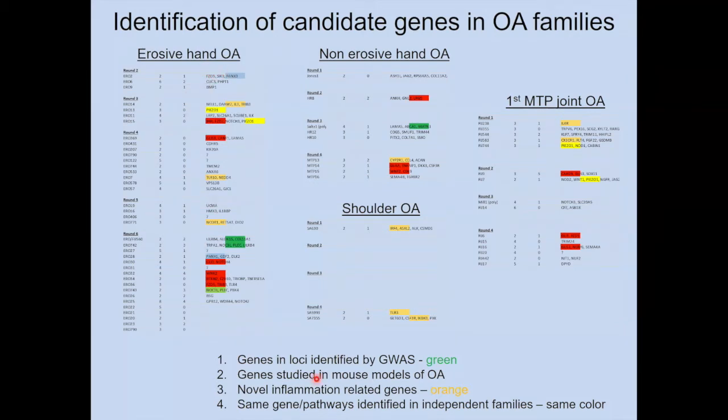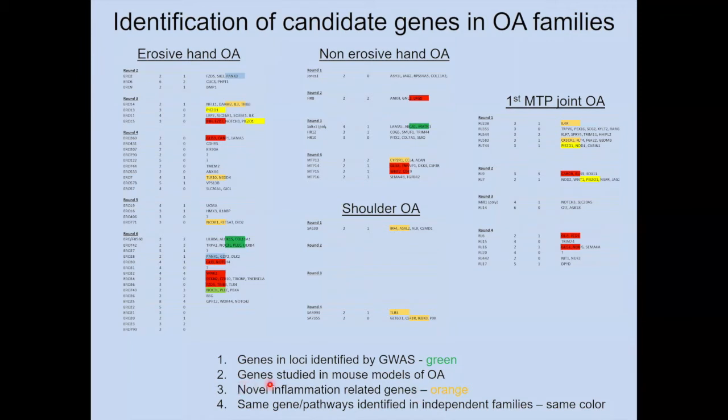There are 3 things I want to highlight. One is that several genes highlighted in green have been identified by GWAS studies. So these genes fall in loci that were identified by GWAS. This is interesting, because it tells us that our approach is working. We're finding regions of the genome, and particularly single genes, that have been identified in these large studies. There are also several genes in here that have been studied in mouse models of OA. So again, this really backs up our strategy and approach.